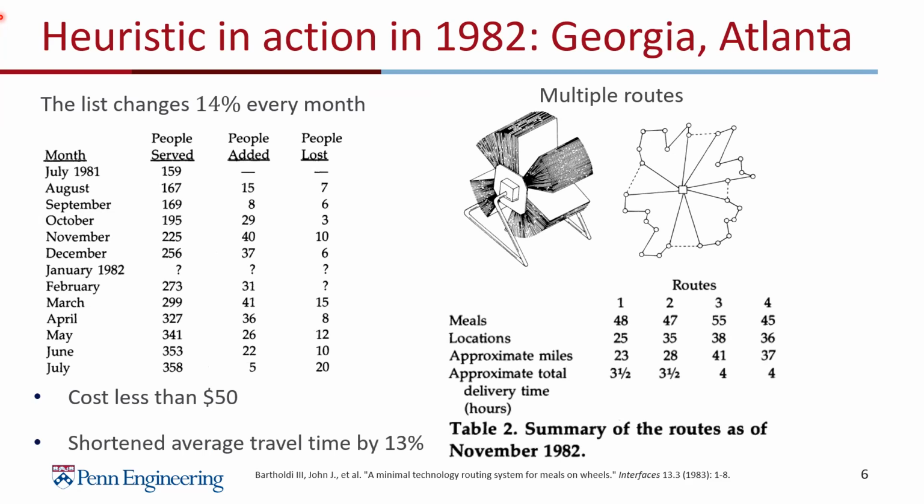And these are the actual numbers on how many meals they delivered. Approximately they delivered 50 meals every day, and it took about 4 hours. They start at 9 a.m. and finish at 1 p.m. to deliver all the lunch packages. They travel to 35 locations, and travel approximately 30 to 35 miles. And this definitely shortened the average travel time by 13% compared to the previous method they used.